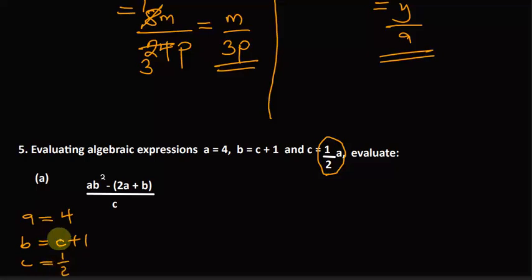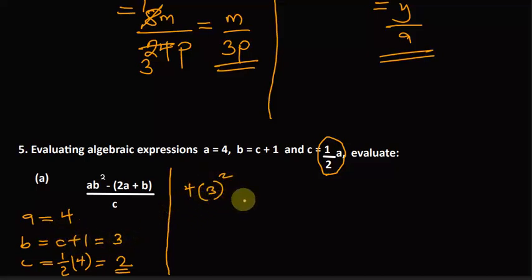So a half, what is a? a is 4. A half times 4 is 2. That means c is 2. Then b is c plus 1, so 2 plus 1. It means b is 3. That is the first step. Now let's solve. a b squared. a is 4. What is b? 3. 3 squared.